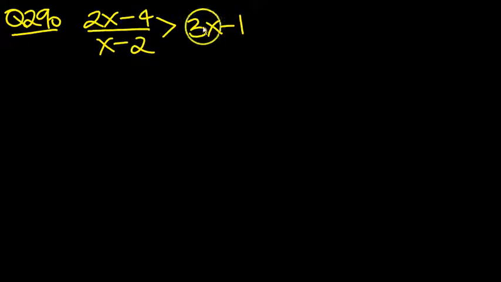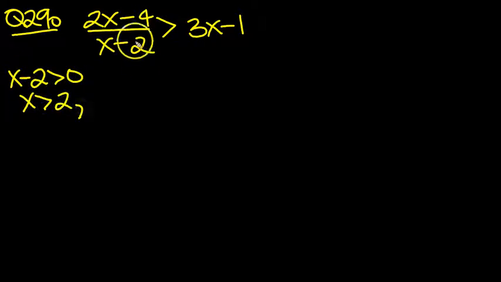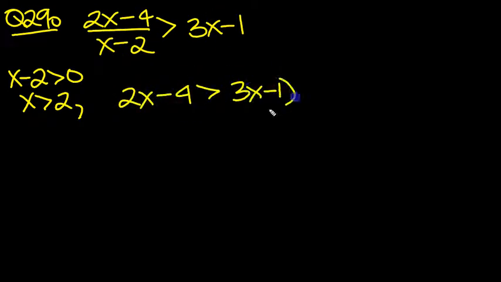(2x − 4)/(x − 2) > 3x − 1. So have a little go at this then. First, let's look at x − 2 as positive, in other words, x is bigger than 2. In that case, we can just move that up. So we get 2x − 4 is bigger than the 3x − 1 that's already there.